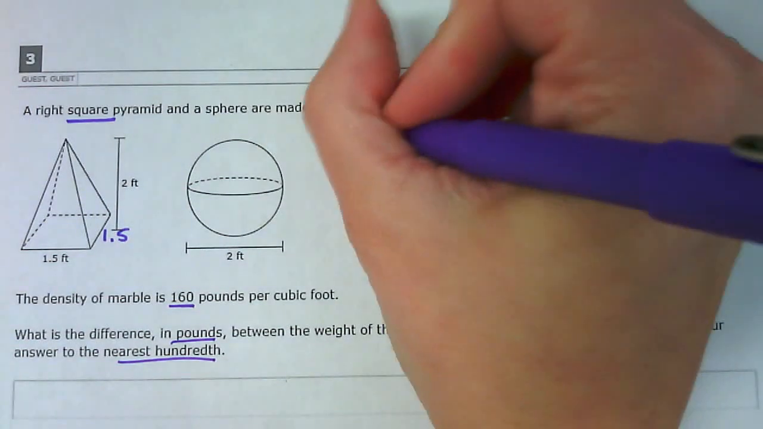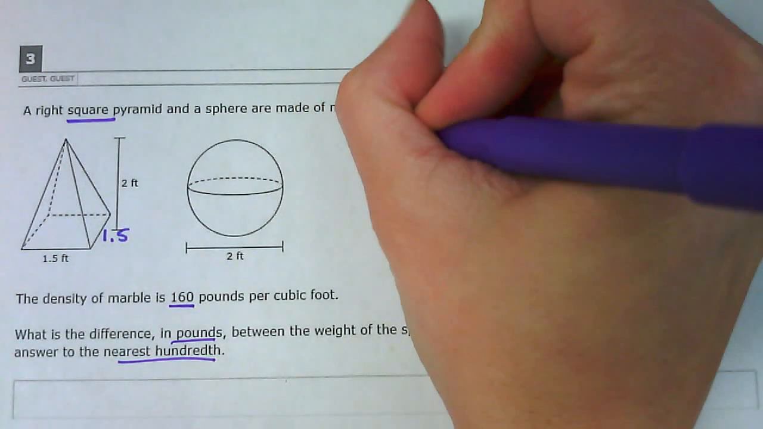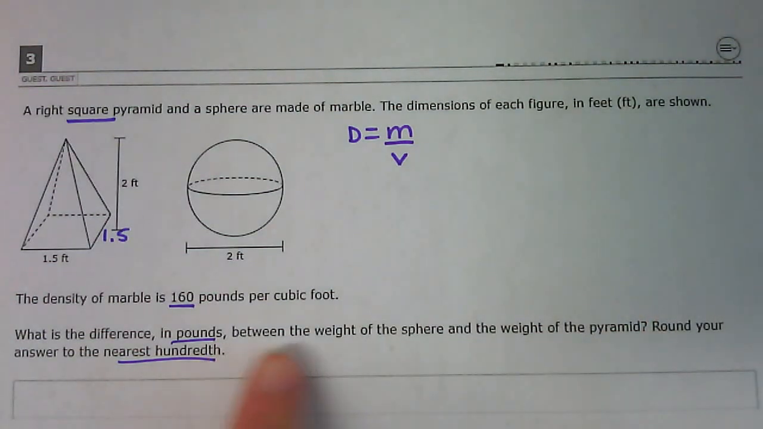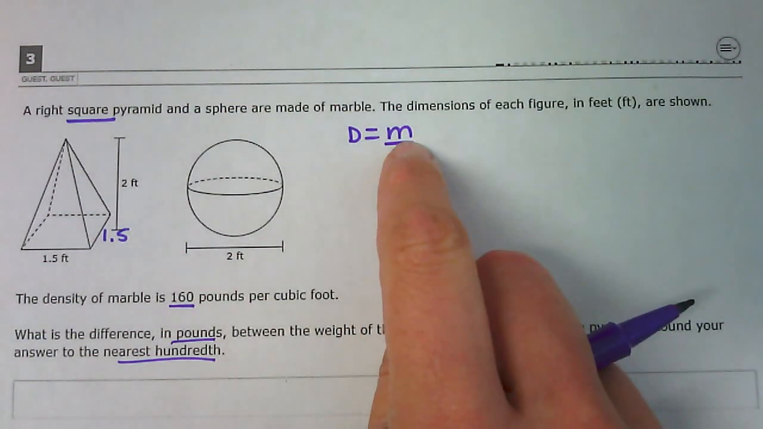So when we're dealing with density, we need to know that formula. Density is equal to mass over volume. That is not given on your reference sheet. That is a formula you're going to need. When we're talking about the weight, that's talking about the mass.